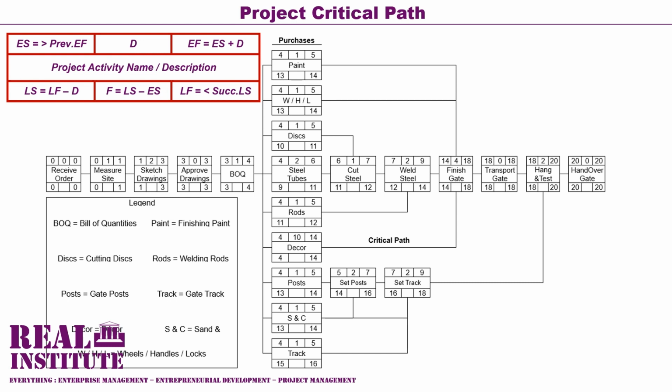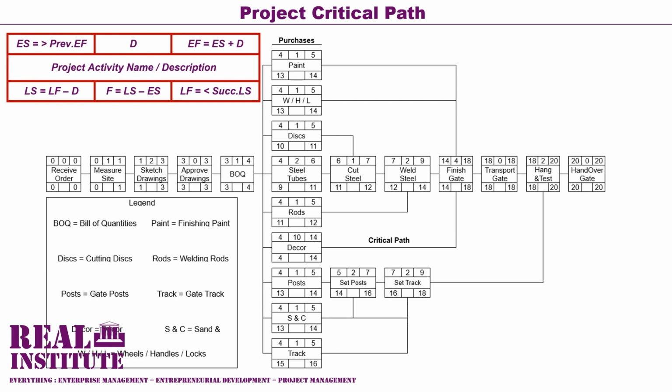Activity 13, which is the order or purchase sand and cement activity, is allocated a late finish value equal to the smallest or the lowest value of its two successors' late start values. It has two successors, and they are the activity set posts with a late start value of 14 and the activity set track with a late start value of 16. And 14 is the lowest of the two. Therefore, activity order or purchase sand and cement has its late finish allocated an amount of 14.